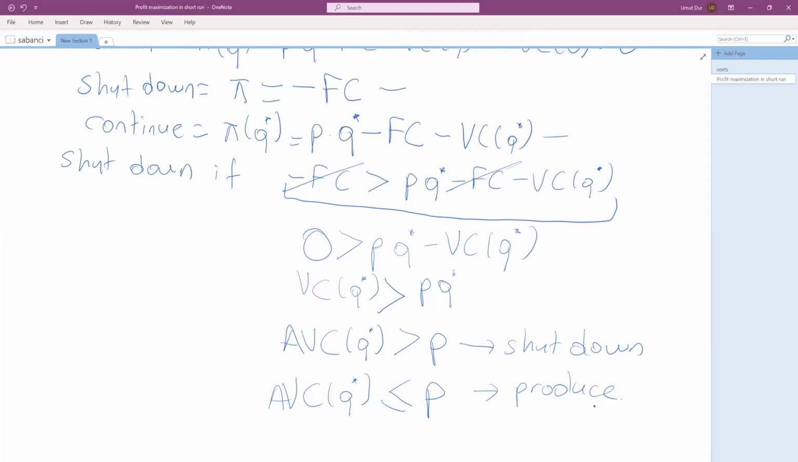Once you go over it, you will see that this is very simple logic. Okay?